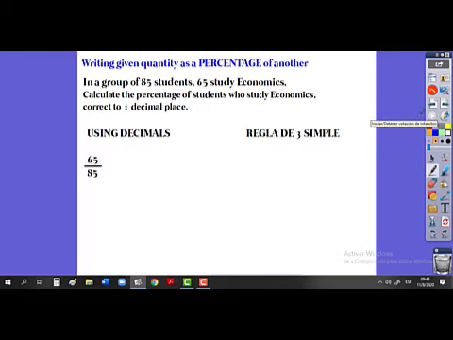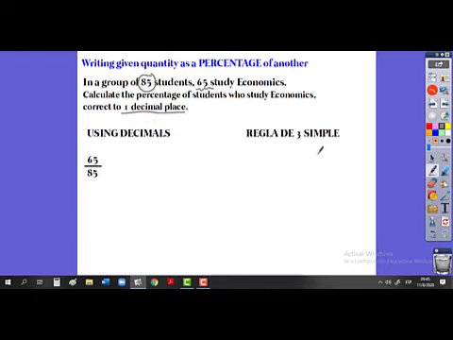What happens when we need to write a given quantity as a percentage of another? What does this mean? For example, it says in a group of 85 students, 65 study economics. Calculate the percentage of students who study economics correct to one decimal place. Remember that this will appear very often because they will ask us to round our answers.